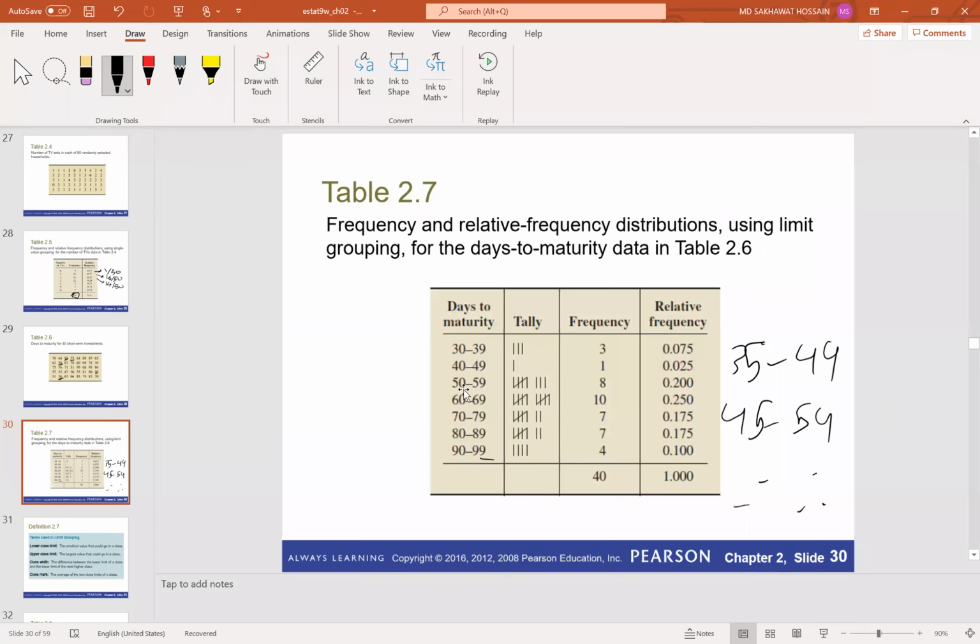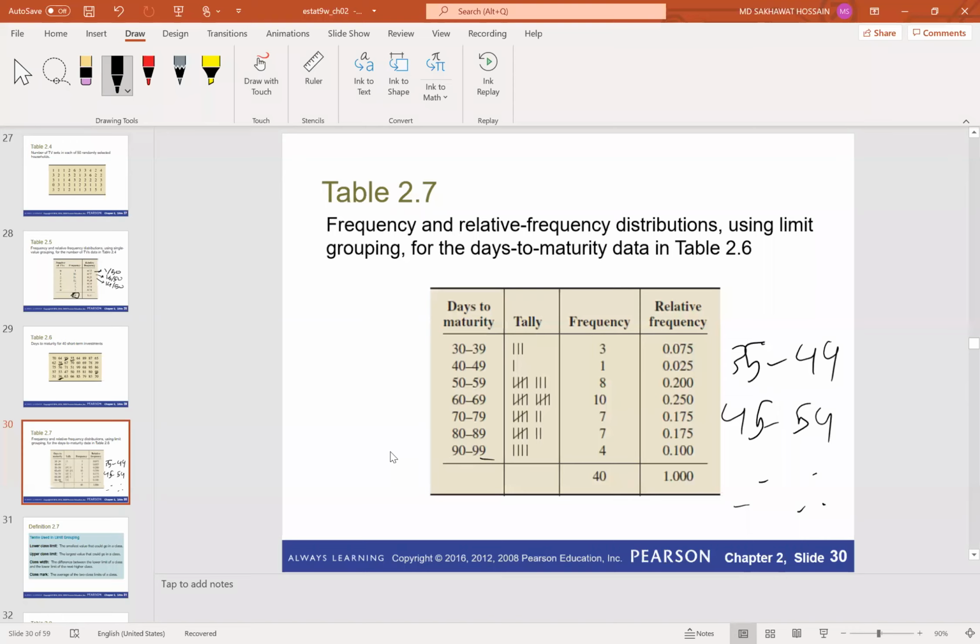So here, this is the days to maturity. How will we do the grouping? First, you need to find the minimum number and maximum number. Then you have to consider some groups so that the groups include maximum and minimum. If it includes maximum and minimum, then it will include all other numbers. Okay, so our first group is 30 to 39, then 40 to 49, 50 to 59, 60 to 69, 70 to 79, 80 to 89, then 90 to 99. So this is called limit grouping.